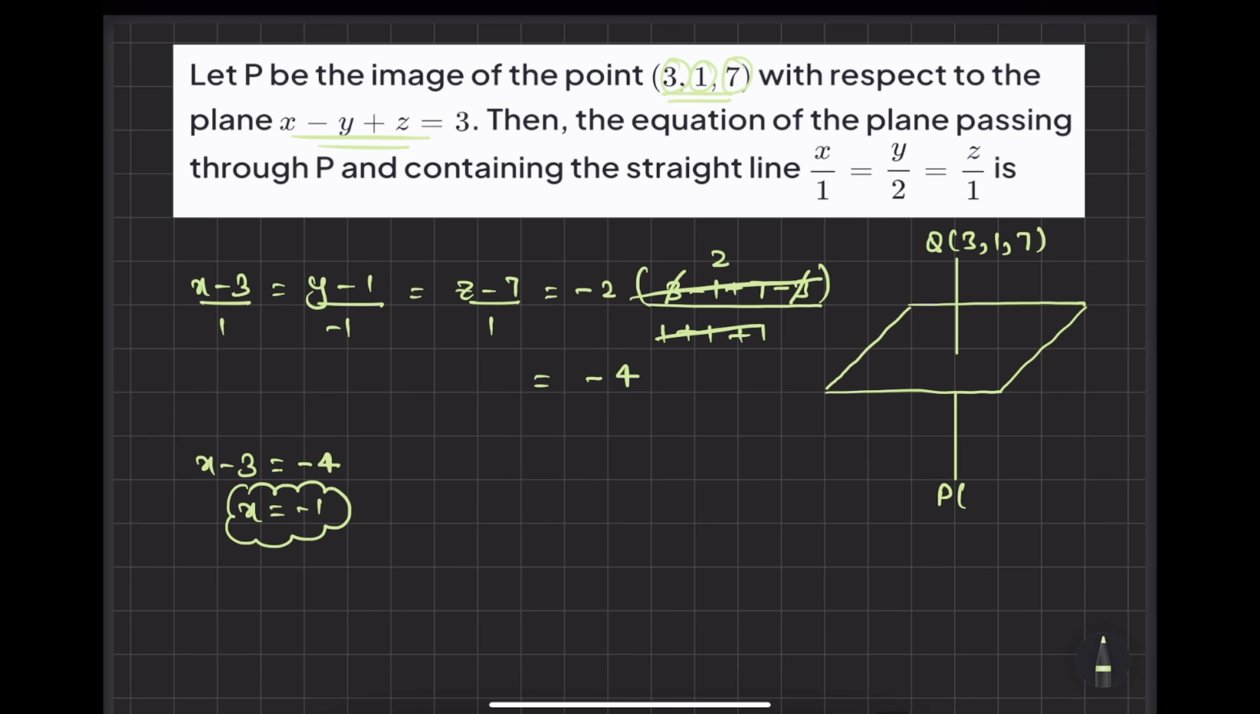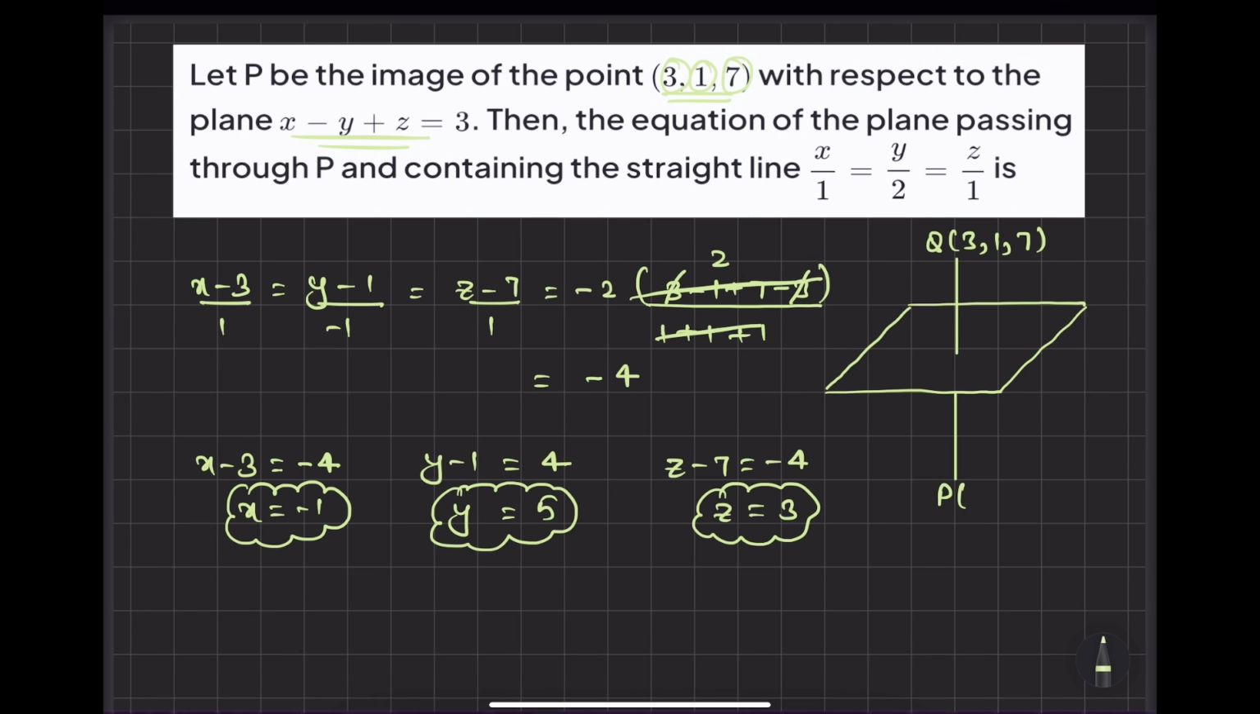Then we will find y. So y minus 1 by minus 1, this minus 1 will go to that side, so it will become 4, so y will become 5. So the coordinate of y we got is 5. Then z minus 7 equals minus 4. So z will become 3. So we got our point P as (minus 1, 5, 3). I hope till this part you guys are super comfortable.